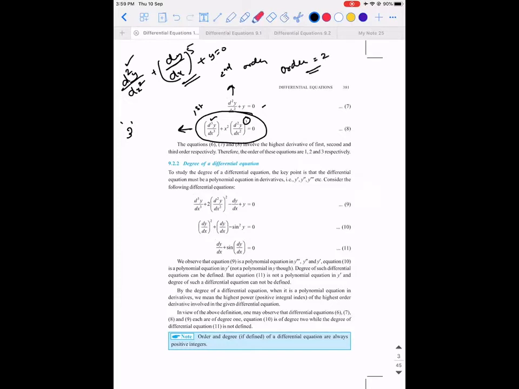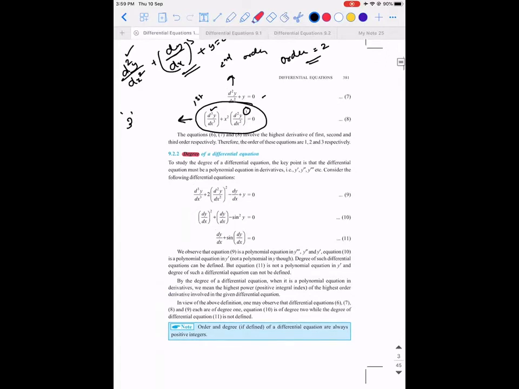Now the next parameter that is associated with the differential equation is its degree. The degree of a differential equation is, one minute, I'll show you the reference. Generally, the degree of a differential equation is the power to which the highest order derivative is raised. I'm repeating it: degree of a differential equation is the power of the highest order derivative.